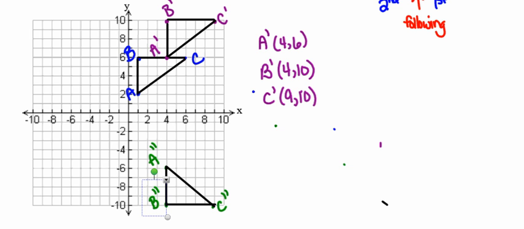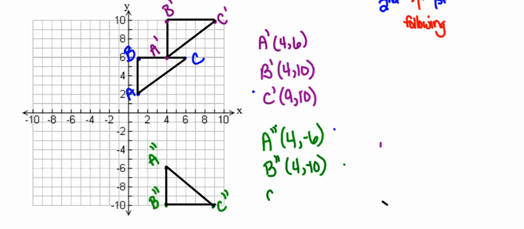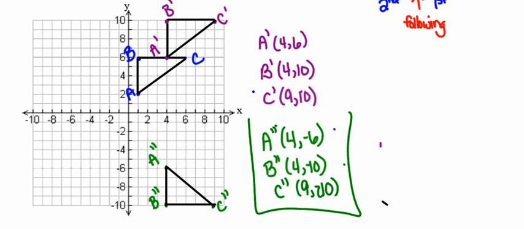And the last thing I'm going to do is identify the coordinates of my new triangle. So A double prime has coordinates 4, -6. B double prime has coordinates 4, -10. C double prime has coordinates 9, -10. All right, so this is almost like we're doing 2 transformations, or you're getting 2 transformations for the price of 1.